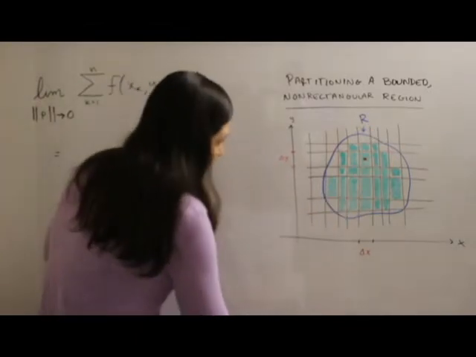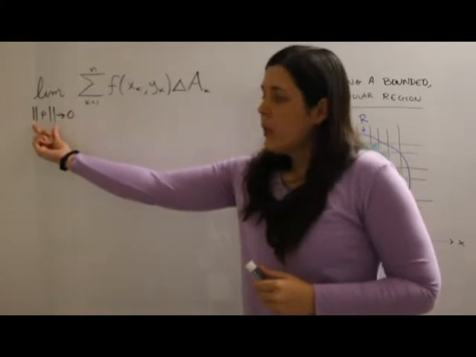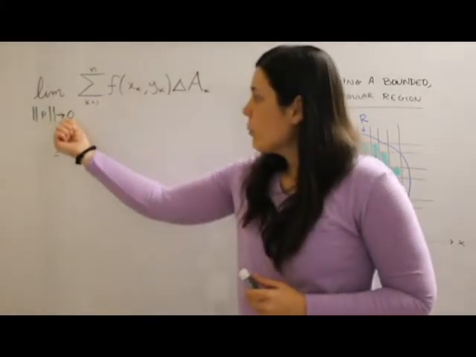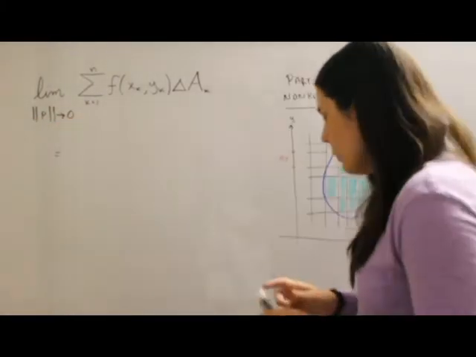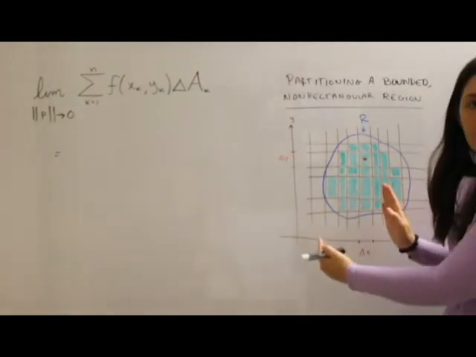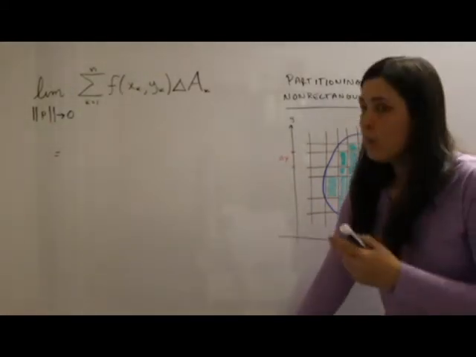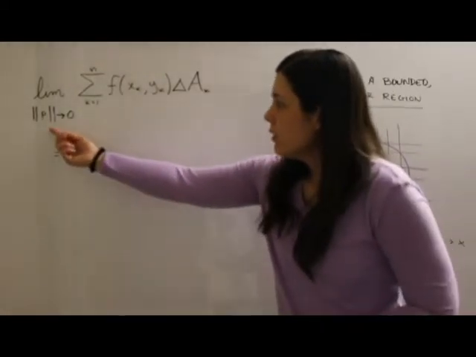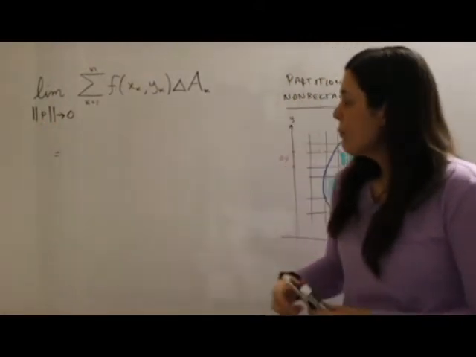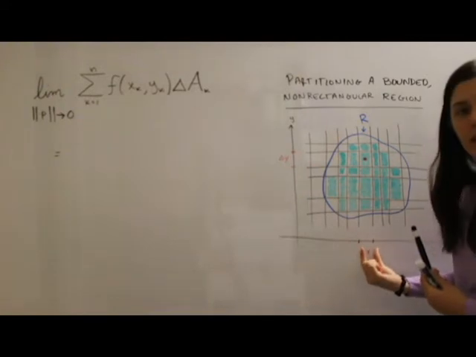What we're interested in is when the norm of a partition, and I'll explain that in a second, approaches 0. The norm of the partition, this is just one particular partitioning that I drew with these black grid lines. Now, if I chose to make them smaller, that's what this is talking about here. The norm is getting smaller. The norm is the largest of any width or length of a rectangle.